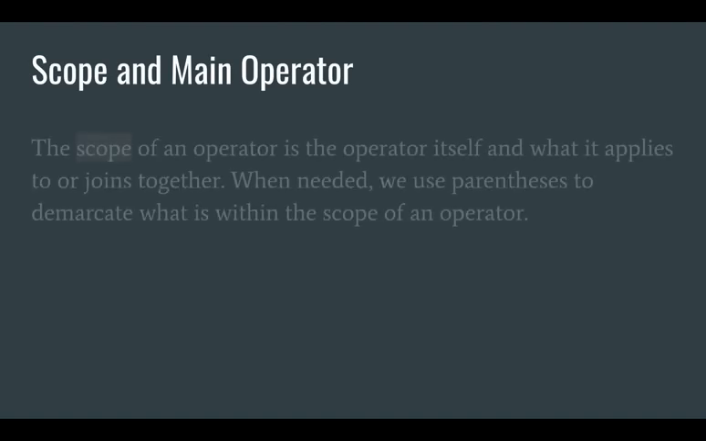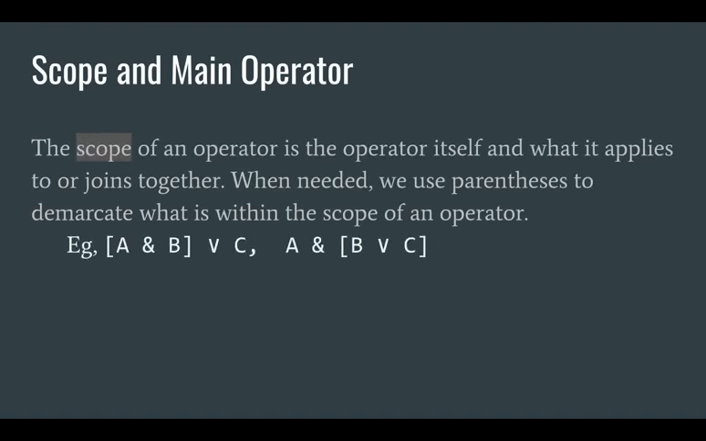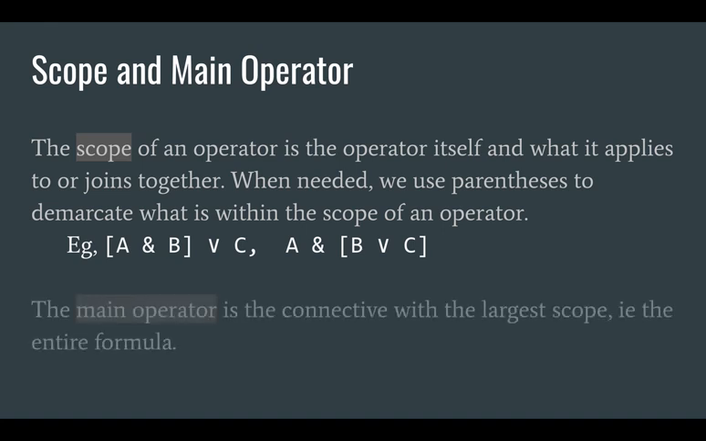Scope and main operator. So you should have already covered this, but I just wanted to say a couple of things about this. Remember that the main operator is that connected with the largest scope, and this really does matter here. So in the example in the center, open bracket A and B, close bracket, wedge C, and A ampersand open bracket B wedge C, close bracket, those are almost identical if you notice, but really that placement of the brackets makes all the difference.